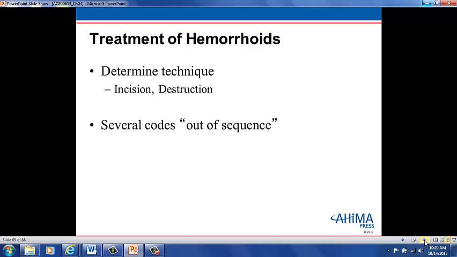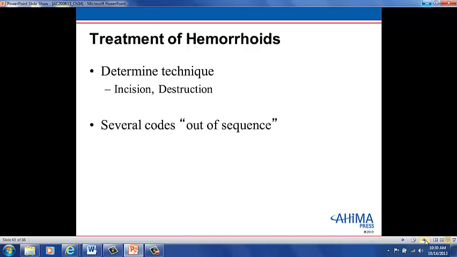Treatment of hemorrhoids. Well, there's a variety of CPT codes dedicated to the treatment of hemorrhoids. Hemorrhoids are swollen and inflamed veins in the anus and rectum. It is important to note that several codes in this section are not in numerical order and are out of sequence. It's important to determine the technique for the treatment, whether it be via incision or destruction.